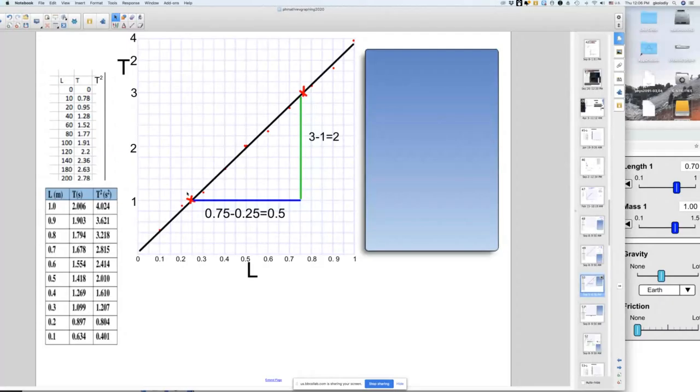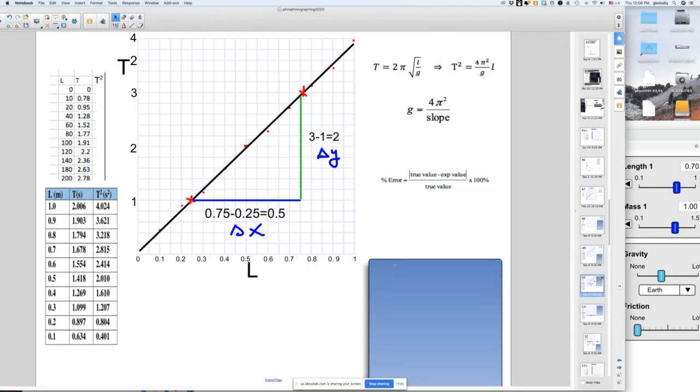All right, I chose this point and that point. And this is just 3 minus 1, which is 2. This is delta y, this is delta x. This is a half, because this is 0.75 minus 0.25 over here. Very easy to calculate the slope. It's 2 divided by a half. It's 4. The slope is 4.